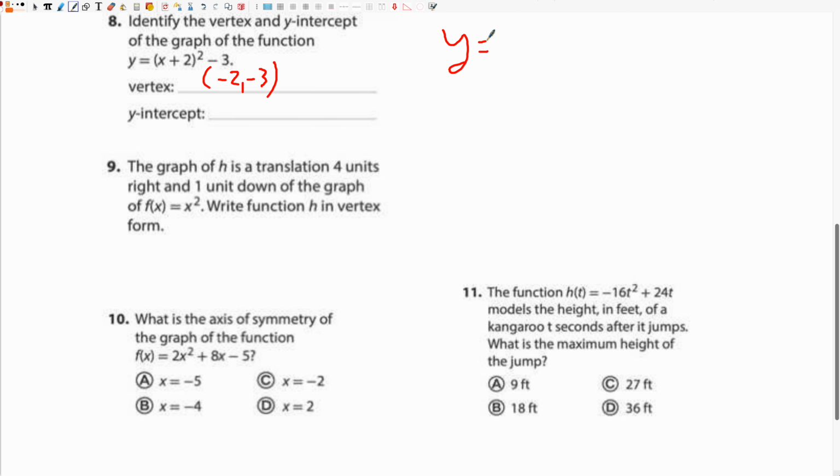So y equals 0 plus 2 squared minus 3. I put a 0 in for x. So 2 squared would be 4, 4 minus 3 is 1, y equals 1. I think when you've done the online stuff, they make you write that as an ordered pair, right? Yeah, 0, 1. So write as an ordered pair, 0, 1.